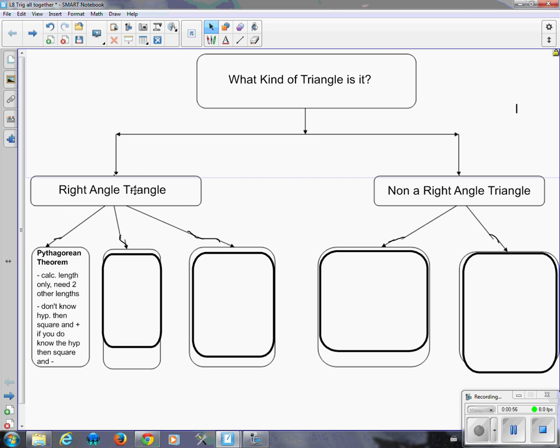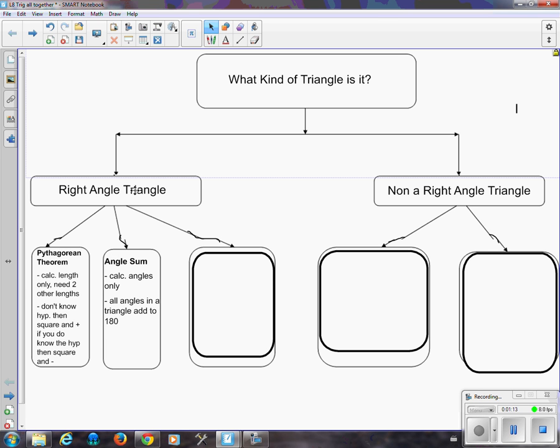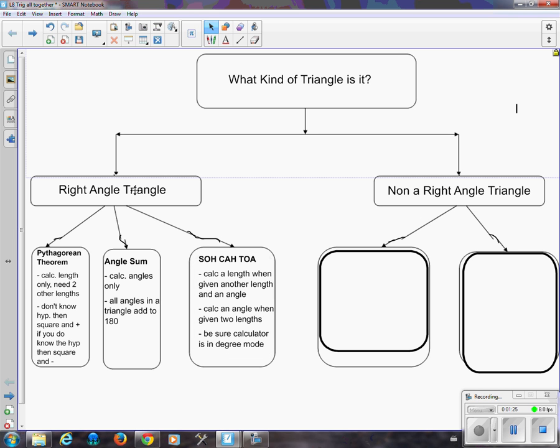And then you've got to remember whether you're going to add or subtract the squares. If you don't know the hypotenuse, then you're going to square the sides and add them. If you do know the hypotenuse, then you're going to square the sides and subtract. Second, with a right angle triangle, remember what you know about angles. You calculate angles in a right angle triangle because you know that the angles in any triangle add up to 180. And third, good old SOHCAHTOA.